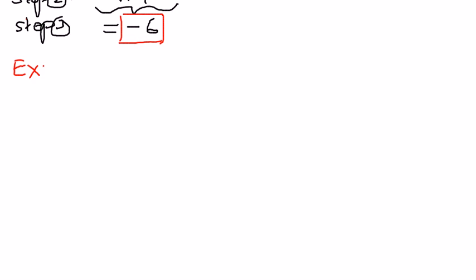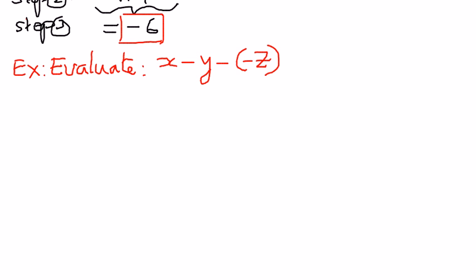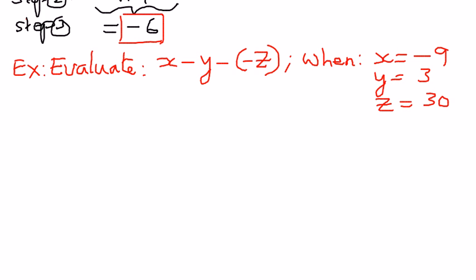In this example, we want to evaluate an algebraic expression, and then we want to be able to use the subtraction rule to be able to simplify these integers. The question is as follows. Evaluate this expression, x minus y minus of minus z, when the value of x is equal to negative 9, the value of y is equal to positive 3, and the value of z is equal to 30.